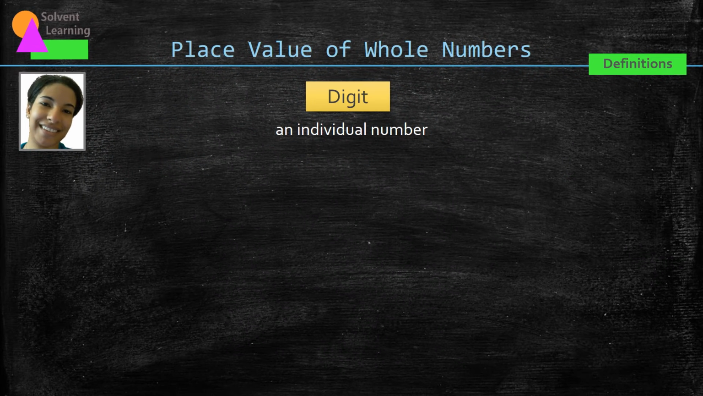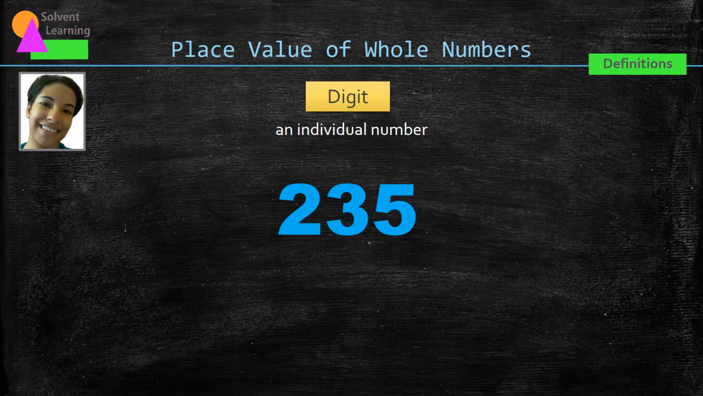A digit is an individual number. Let's look at this number 235. Each number is a digit. The 2, 3, and 5 are all individual digits, and together they make up the number 235.